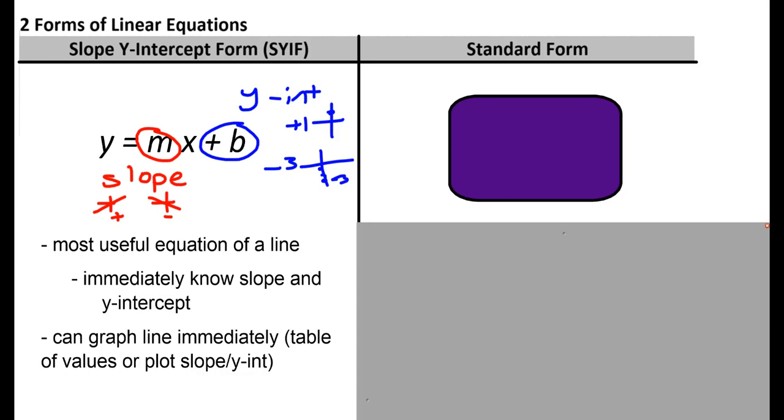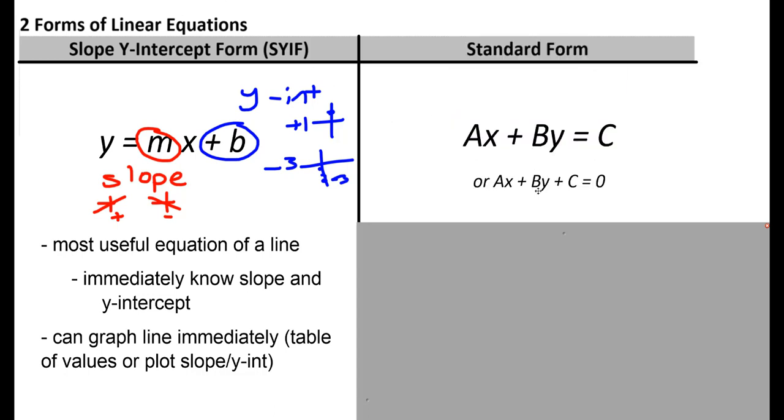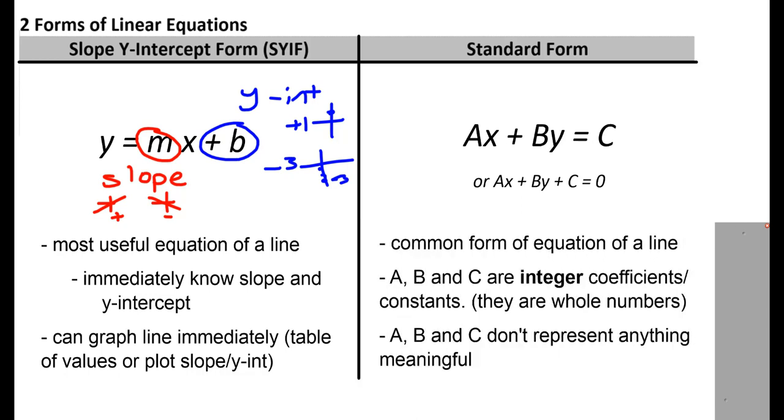The new one, though, that we're learning today is something called standard form, and it looks very different. It looks like this: ax plus by equals c. Sometimes you will see it in this form where all the letters will be here with 0, but we're going to stick with this for standard form. And this form doesn't really mean much, actually. It's just a common other form.